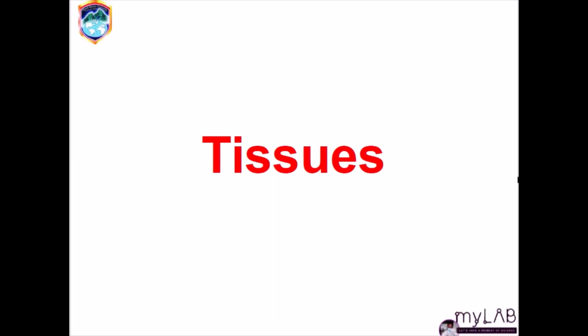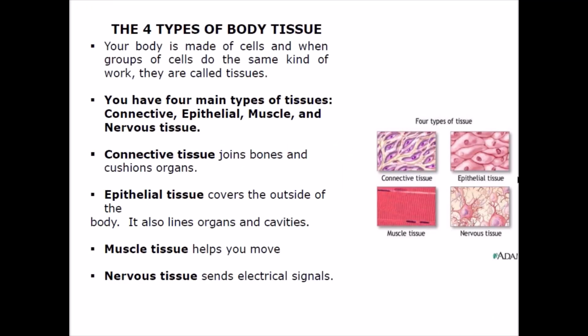When more than one cell come together, similar cells come together, they form tissues. So here I have just outlined a few tissues that we have. The main ones that we have is what we call connective tissue, epithelial tissue, muscle tissue, and nervous tissue. So the connective tissue joins bones and cushions organs so that they do not get injured.